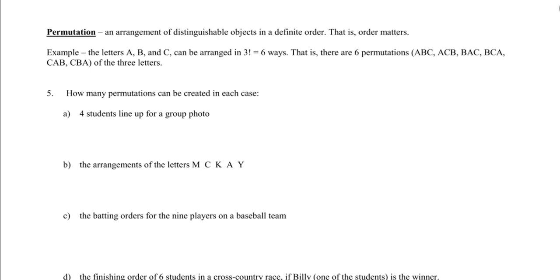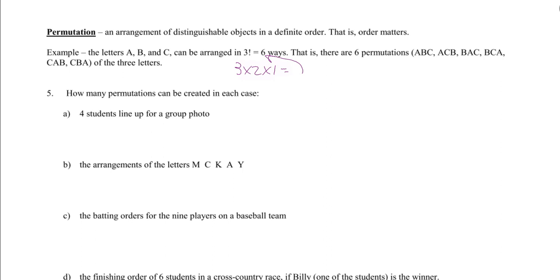So, the letters A, B, and C can be arranged in 3 factorial, which is 3 times 2 times 1, 6 ways. So there are 6 different ways we can arrange A, B, and C. That is, there are 6 permutations. Permutation, distinguishable arrangement. And here they are: ABC, ACB, BAC, BCA, CAB, CBA. That's the only ways they could be arranged.